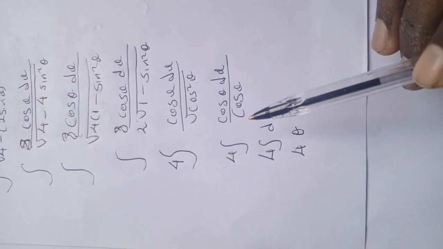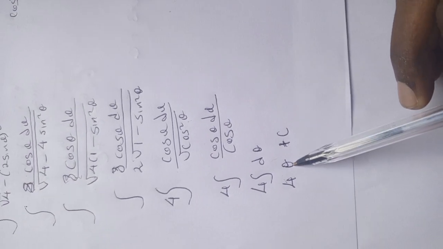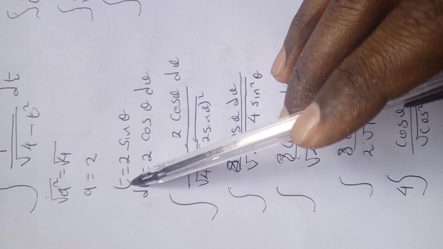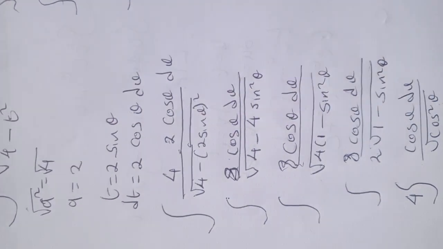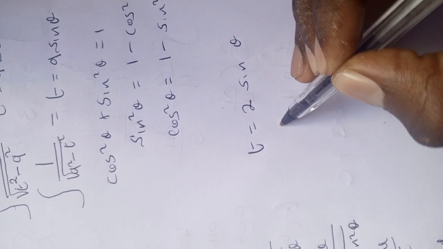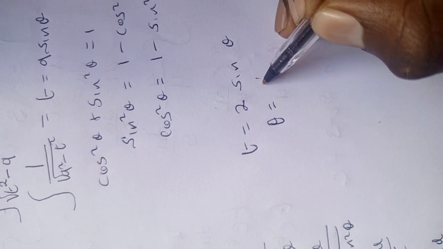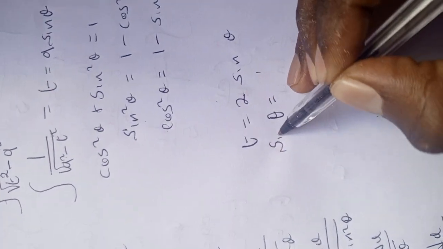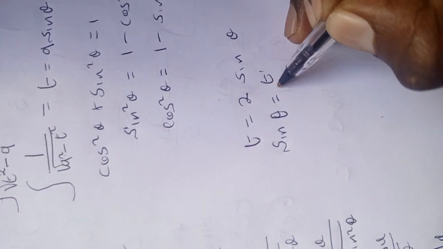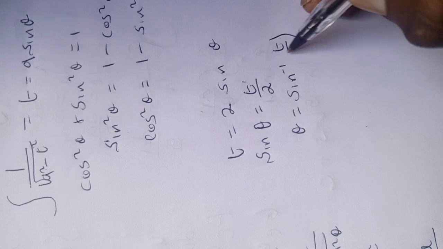Now the only question is what is theta? So the way we can find theta, we have to go back. t was equal to 2 sine theta. We can make theta the subject here. So how can we make theta the subject? Okay, let's do it step by step. Sine theta is equal to t divided by 2. Now what is theta? Theta is the same as the inverse sine of t divided by 2.